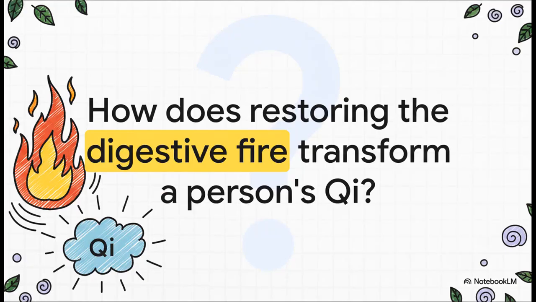Look, mastering these patterns will definitely get you through your boards, but try to remember what they actually represent. They're clues to rebuilding a person's core vitality. So as you study, keep this question in your mind. How does restoring that digestive fire do more than just fix an appetite? How does it literally transform a person's entire qi? Because that is the real power you're learning to wield.